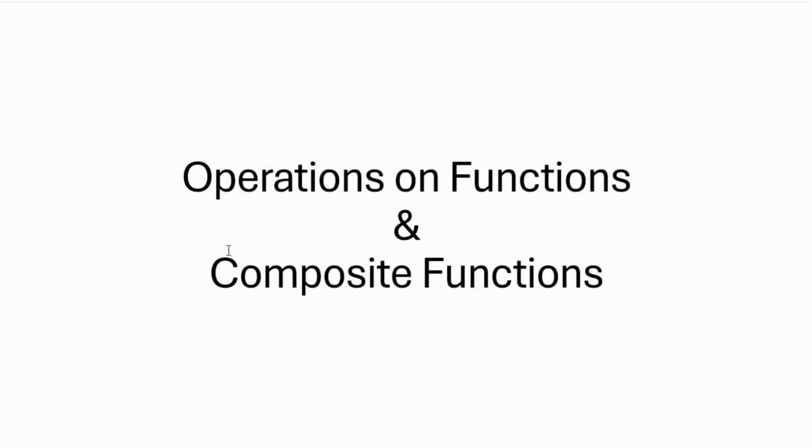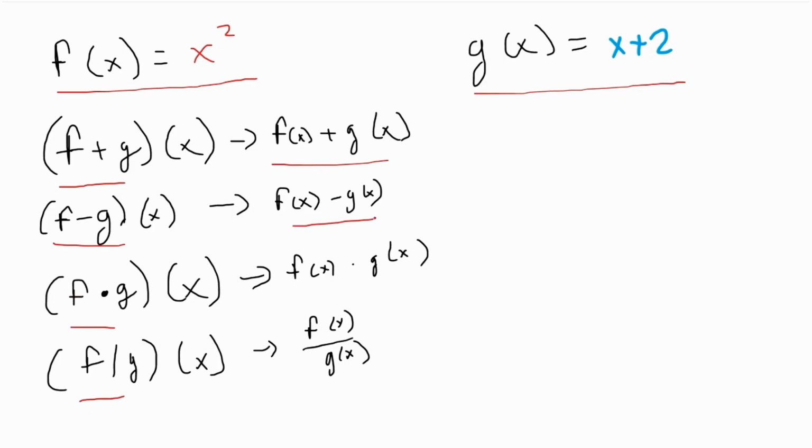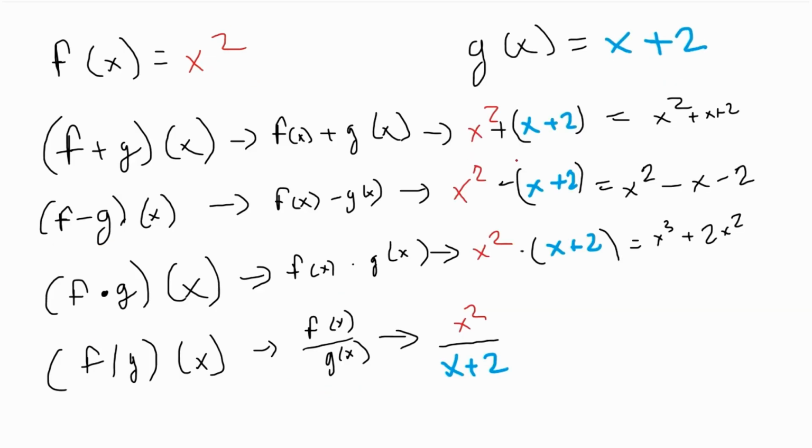Finally, we have operational functions and composite functions, and this is going to be a very short one. So all it is, you have an f of x, you have a g of x, and you're just doing operations on them. So plus, minus, multiply, divide. All it's saying is you're just adding them, subtracting them, multiplying them, dividing them. That's it. It's way easier than you think.